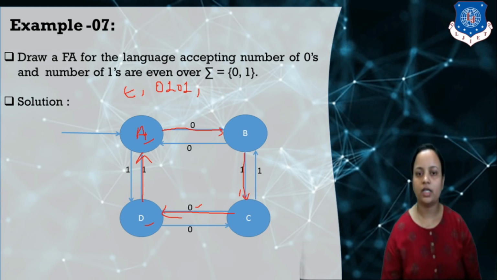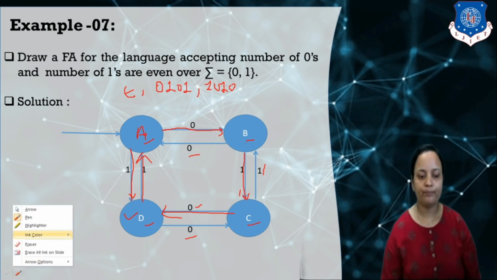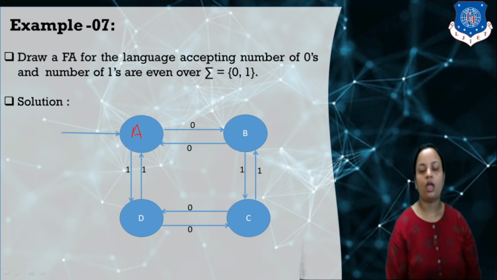Same here. From state A, if we consider strings like 1 0 1 0, where the number of ones and number of zeros are even, from the initial state we draw like this. From state A on getting 1 we move to state D. From state D on getting 0 we move to state C. From state C on getting 1 we move to state B, and from state B on getting 0 we move to state A. So this is the DFA which accepts an even number of zeros and ones.